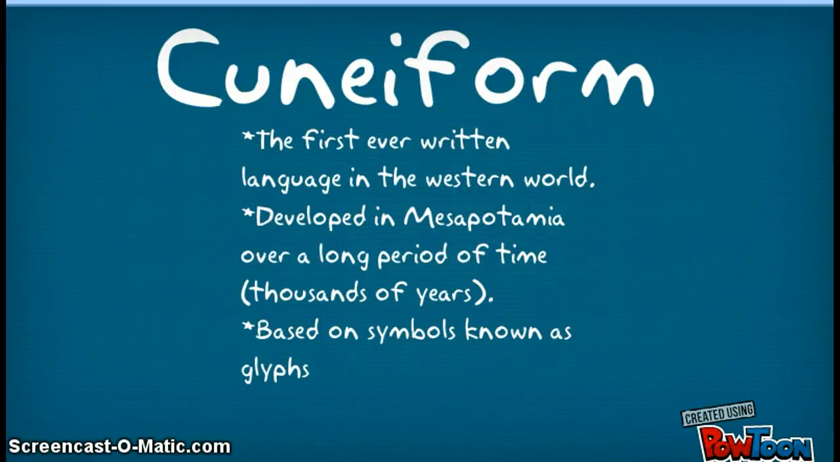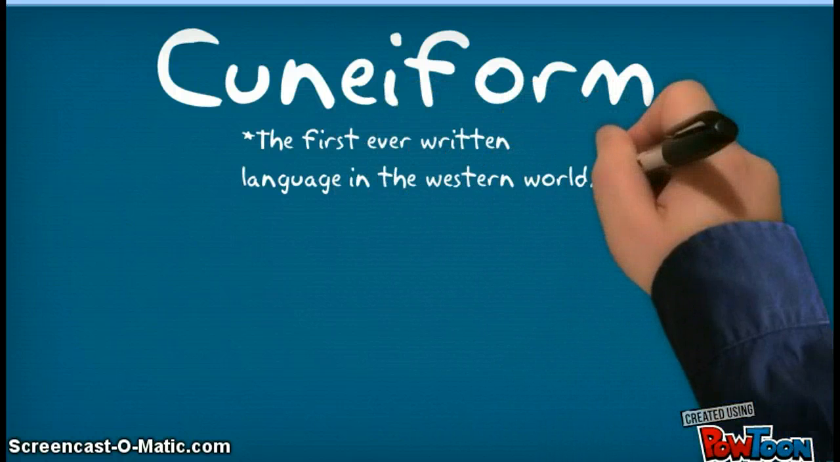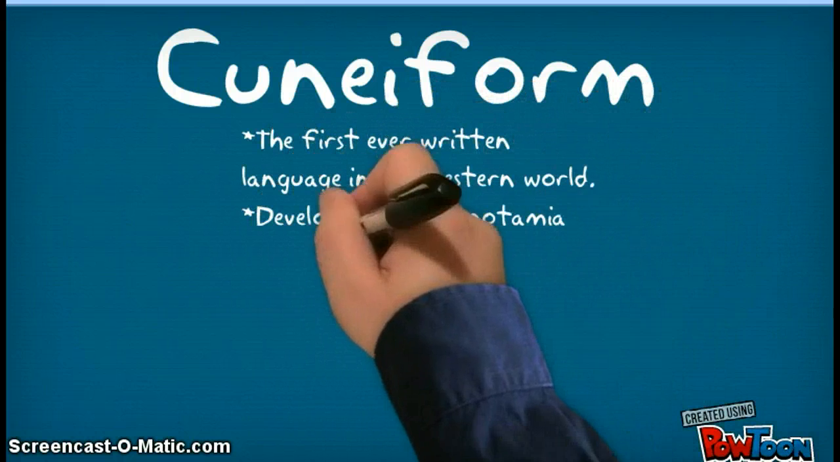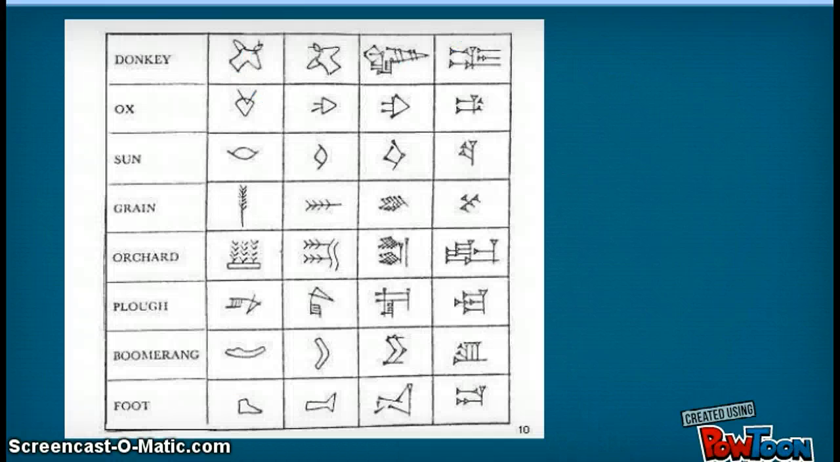That word may look familiar, glyphs, such as hieroglyphs or hieroglyphic language. That's the famous Egyptian language. Actually, it's not the first glyph language. The first glyph language didn't come from Egypt. It came from Mesopotamia, and it was called cuneiform. Very important language to know, and very important language to understand. Okay, so here's what it was when it began.